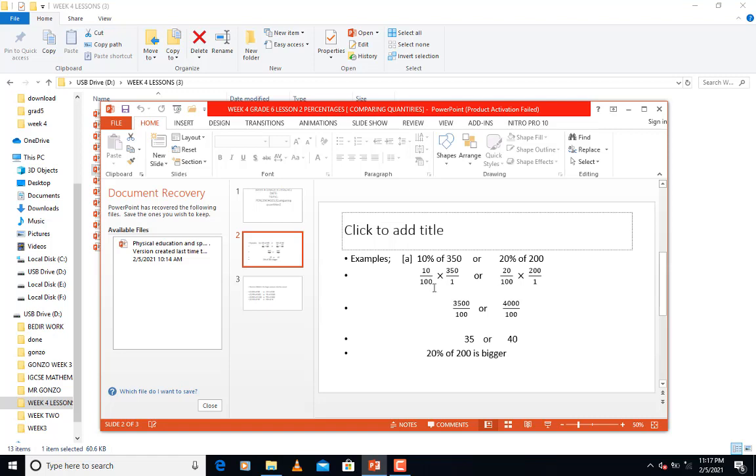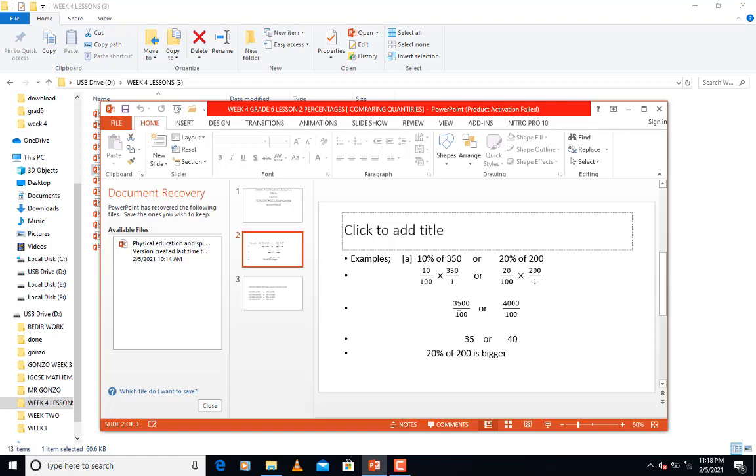How do we simplify 10% of 350? It's 10 over 100 multiplied by 350 over 1. I once discussed how to find 10% of a quantity. We did that lesson, so this one is not new to everybody. On the other side, 20% is 20 over 100 multiplied by 200 over 1. Now let's quickly multiply the numerators alone and the denominators alone. So here we are going to have 3,500 over 100 or 4,000 over 100.